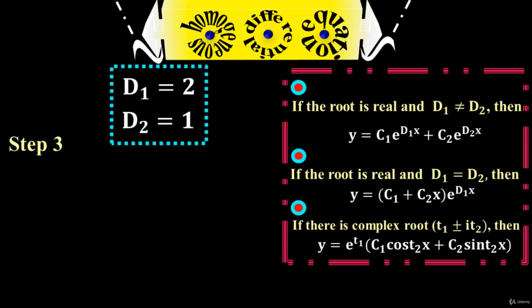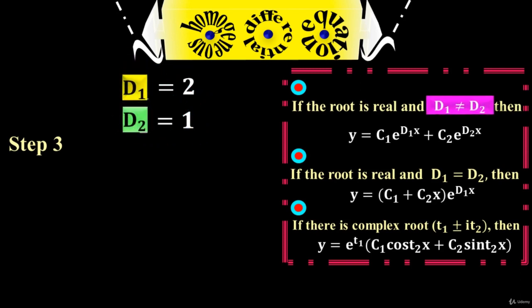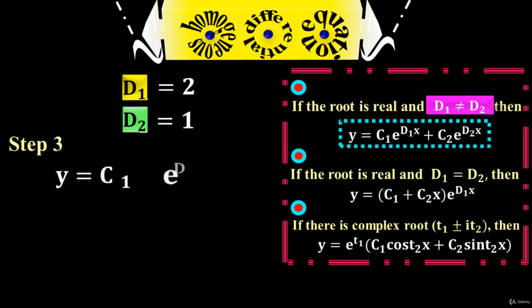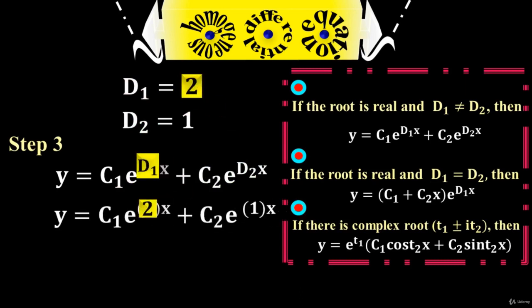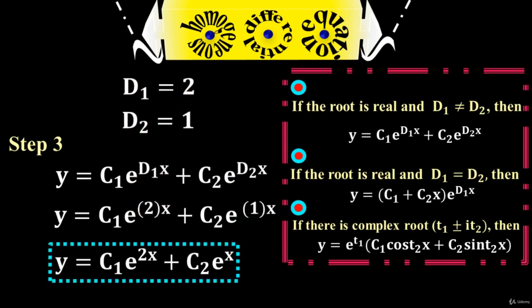But when you look here, D sub 1 equals 2 and D sub 2 equals 1. D sub 1 is not equal to D sub 2. And therefore I'm going to take this equation, y equals c sub 1 times e to the D sub 1 x plus c sub 2 times e to the D sub 2 x. Substitute the values of D sub 1 and D sub 2. 2 is the value for D sub 1 and 1 is the value for D sub 2. This is the final answer for step 3: y equals c sub 1 times e to the 2x plus c sub 2 times e to the x.